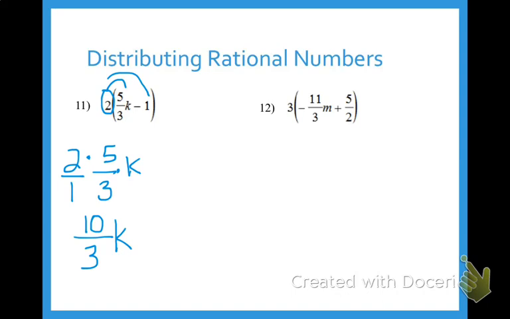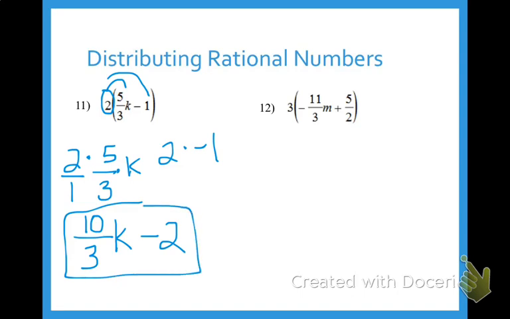And then I'm going to come back to my original problem and make sure I did the whole thing. I have not yet. I also need to distribute 2 times the negative 1, the second term in the parentheses. Positive and negative number gives me a negative answer. 2 times 1 is 2. So my answer for number 11 is 10 over 3k minus 2.